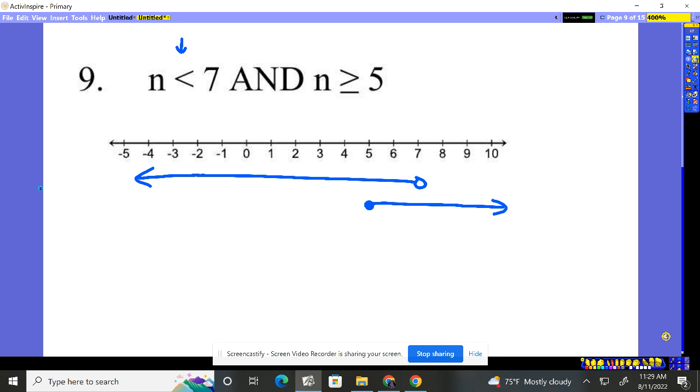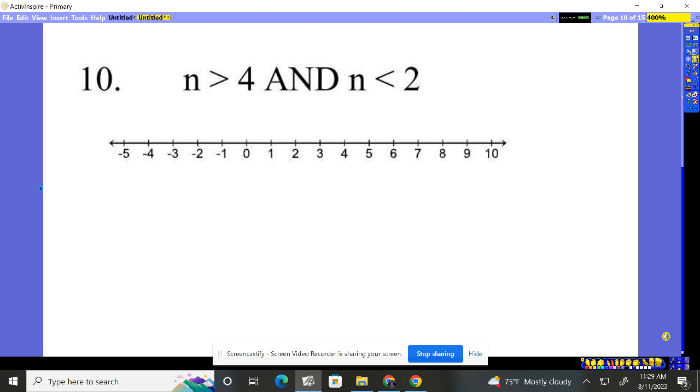So we're looking for numbers that make them both true. It says and, not or, and. Well, that's obviously going from here at 5 to here at 7. It's this part right here. The numbers right in here, what they both have together. From 5 to 7. 6. 6 is smaller than 7 and bigger than or equal to 5.